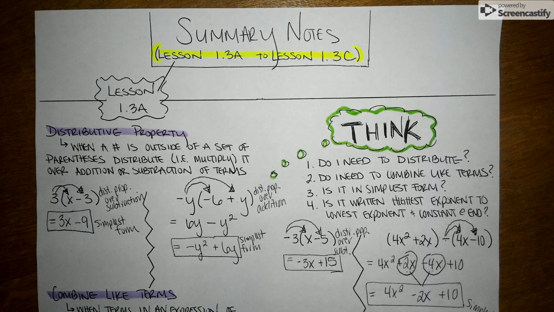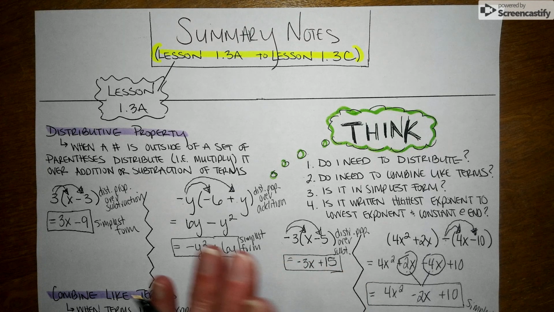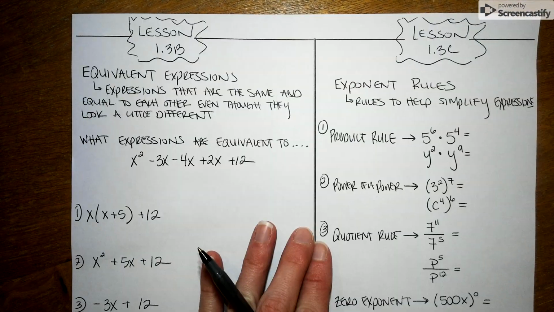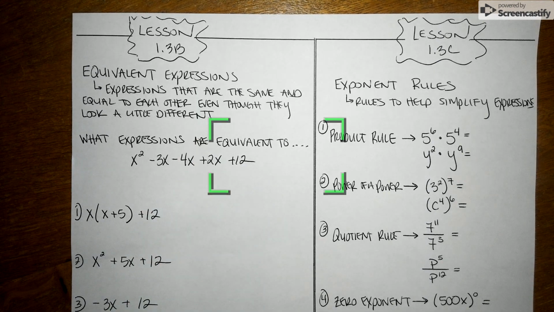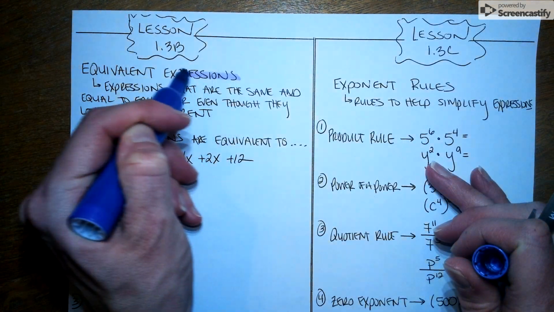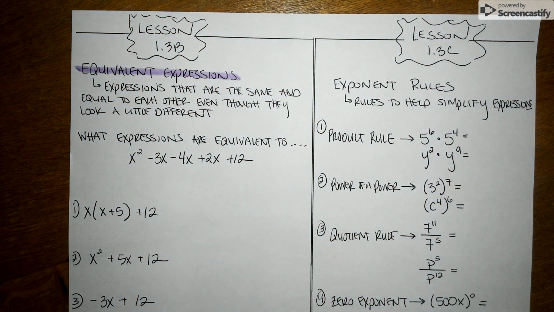Now that we finished lesson 1.3a, you can go ahead and turn your paper over, or if you printed it on a separate sheet of paper, we're going to head into lesson 1.3b. As you can see in lesson 1.3b, the major concept or idea that you needed to take away from this lesson was knowing what equivalent expressions are or how to find equivalent expressions.